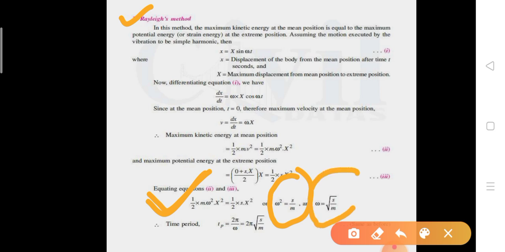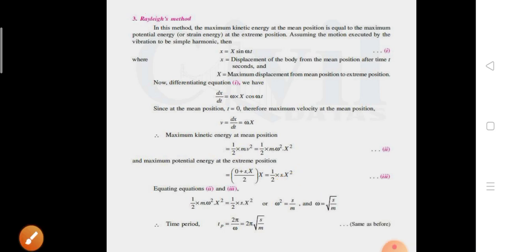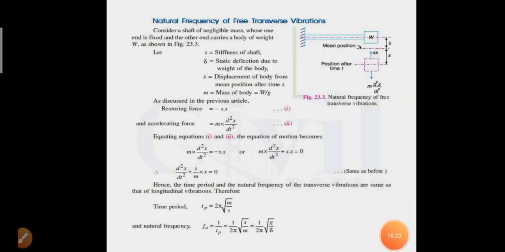Again you will get the omega value equal to under root k by m, and again you will get the value of frequency equal to 1 upon 2 pi under root k by m or under root s by m. Okay, so these are the three different methods to find out the natural frequency of any system possessing longitudinal vibration.